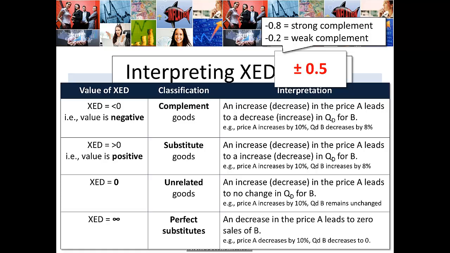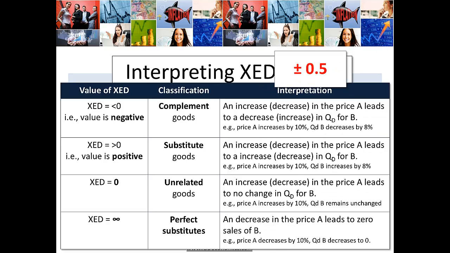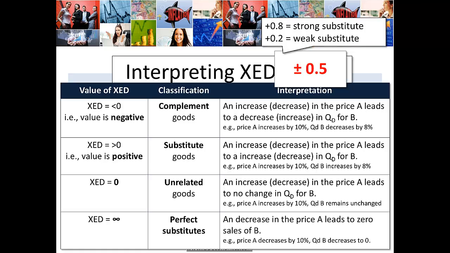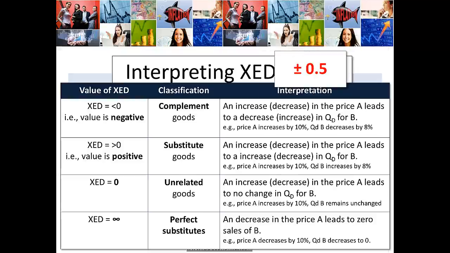Plus or minus 0.5 is a magic number. Above that we can say there are relatively strong complements, and below that we can say they're relatively weak complements. Plus or minus 0.5, the magic number. Above that we're talking strong substitutes, below that value we're talking weak substitutes.